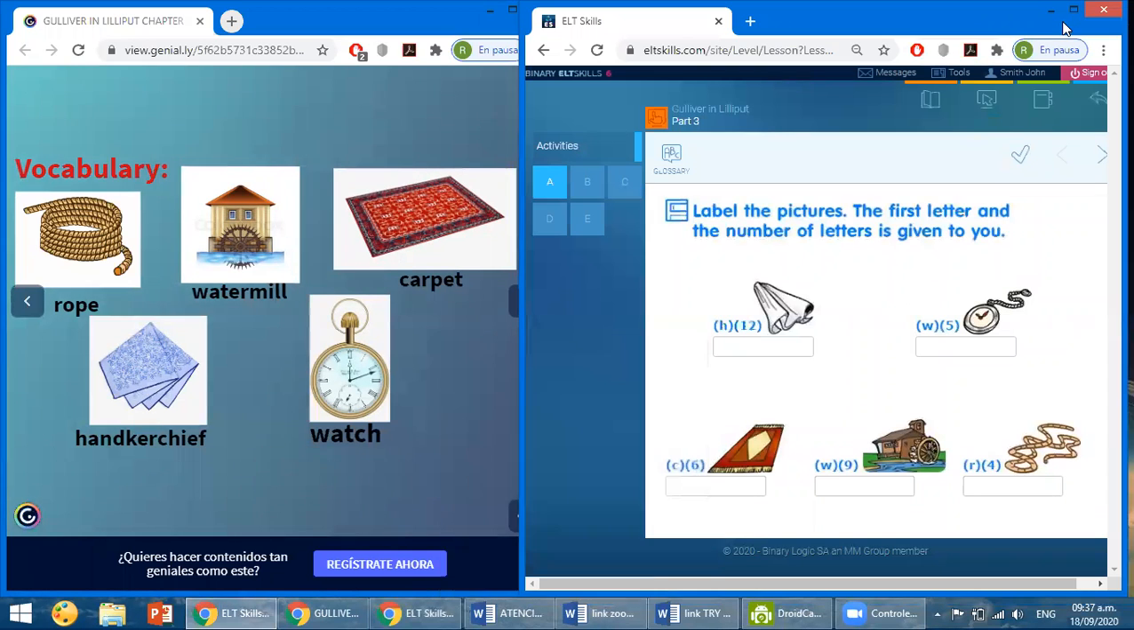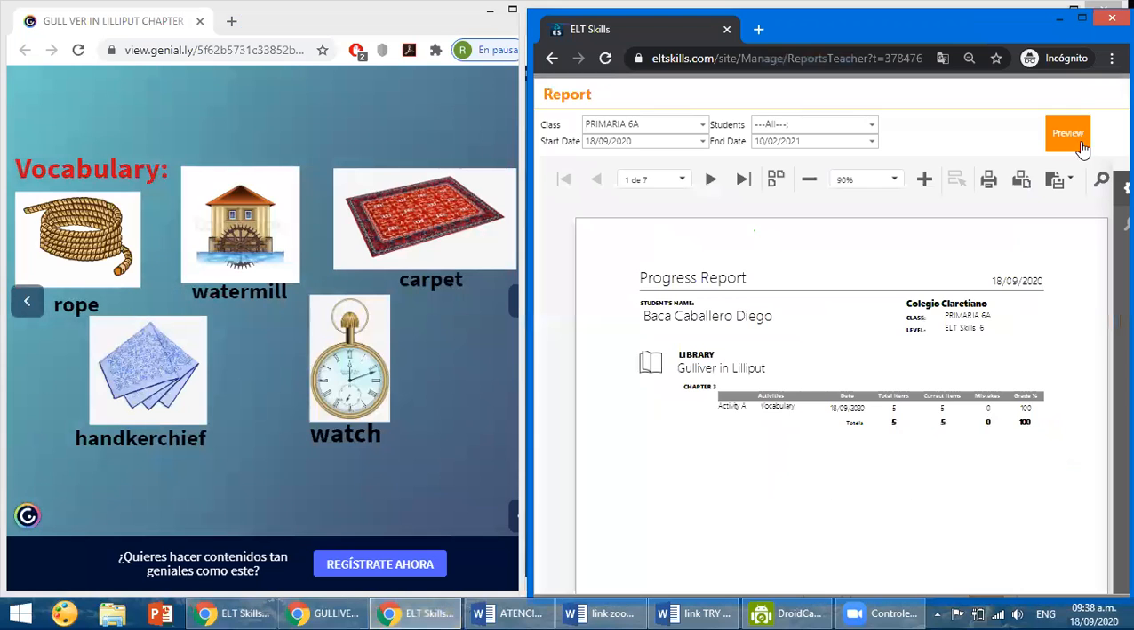Only 7 students have finished. Continue working, please. What is this? Complete in your platform. The second picture, complete. Complete activity A. One minute more to finish this activity. Let's see, one more time.